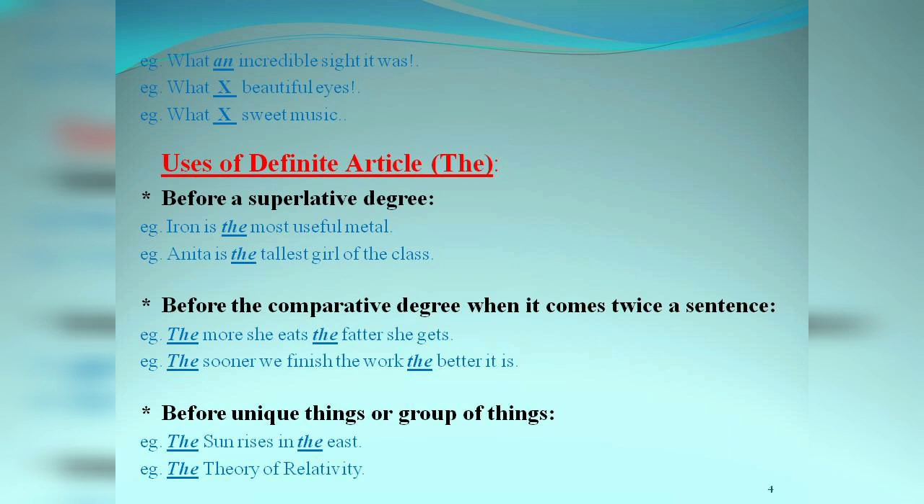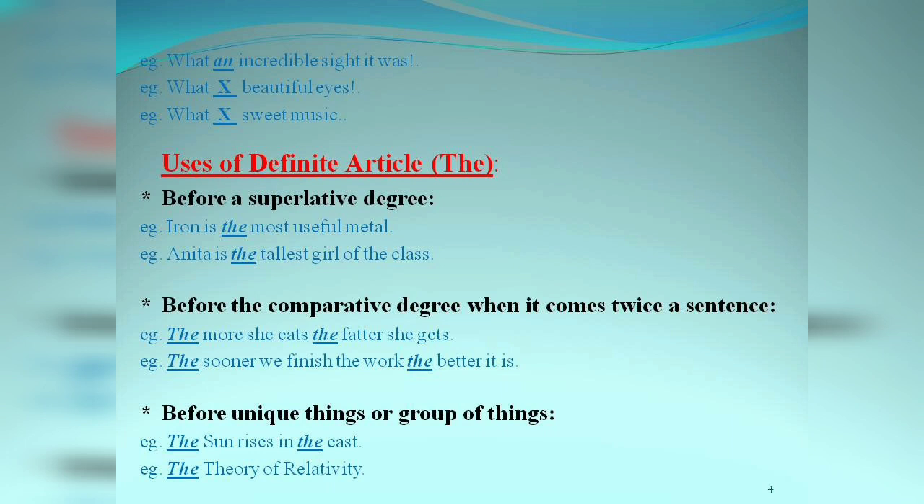Next sentence, what dash beautiful eyes. Here, the word eyes is a plural noun. So before a plural noun, we can't use a or an. So you have to just put the mark of cross here. In the next sentence, what dash sweet music. Music is uncountable, so we can't use a or an before it. So you have to just put the sign of cross.